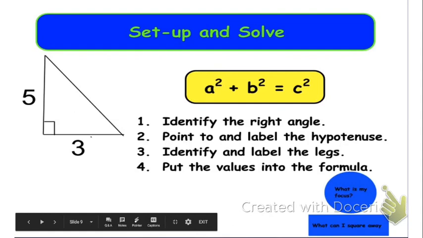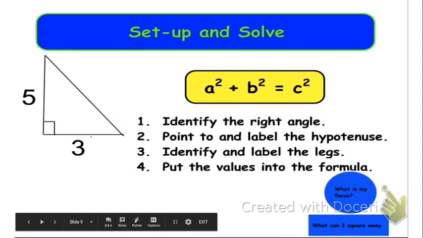The first thing I need you to do in the center of your paper, in between problems 3 and 4, is write steps to solve. So you're going to write steps to solve in the middle of your paper between problems 3 and 4. And I want you to write these steps on this page. So step 1 is to identify the right angle.